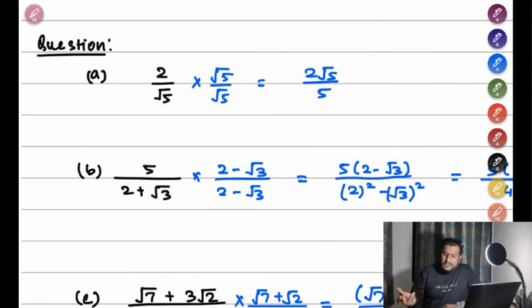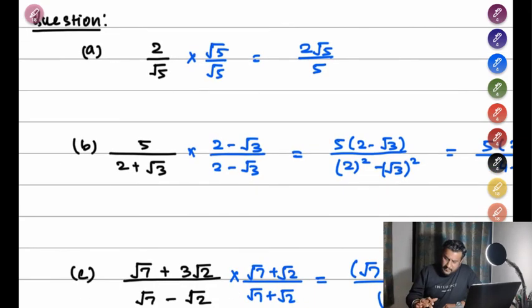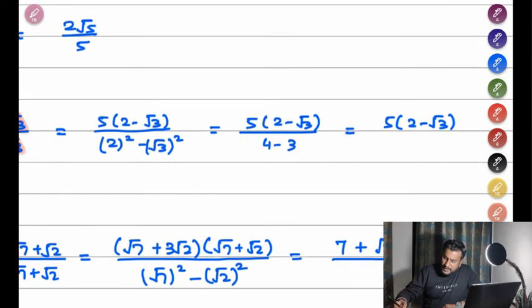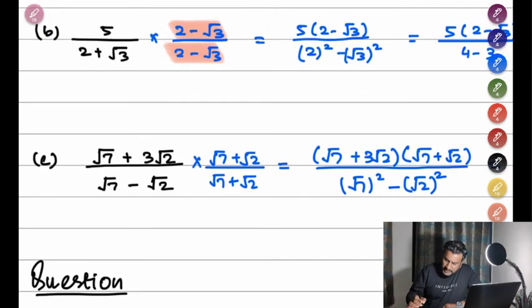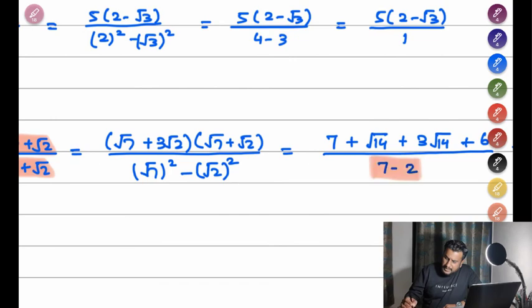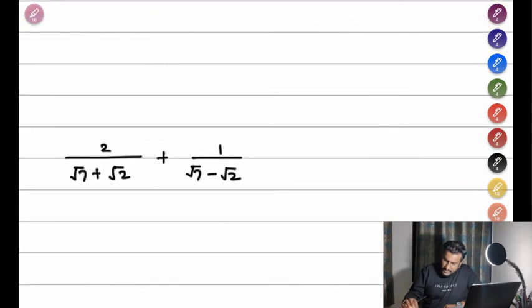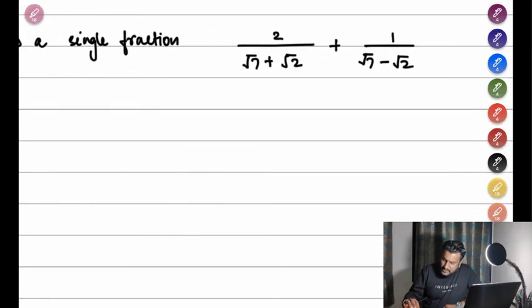Now just for you, simple examples are there. 2 by root 5, multiplying by root 5 by root 5. Now 5 divided by 2 plus root 3, multiplying by the conjugate, which is 2 minus root 3, on both numerator and denominator. If you multiply and simplify, what is your denominator over here? 1, which is a rational number. And the last part, the conjugate of 7 minus root 2 would be 7 plus root 2. Multiplying this will give you a rational denominator, which is 5. Clear? Okay, let's try one question.